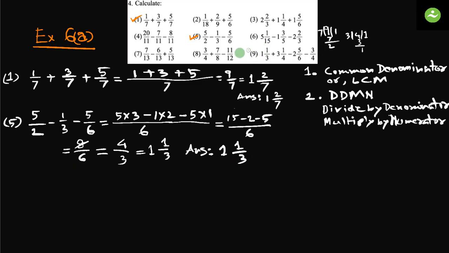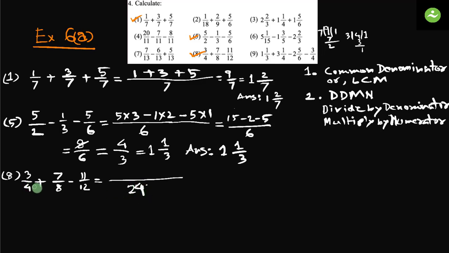Let us solve now number 8. Number 8. Okay, number 8. 3 by 4 plus 7 by 8 minus 11 by 12. The common denominator here is 24.